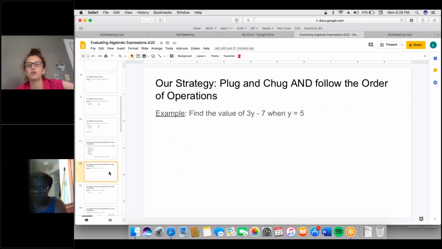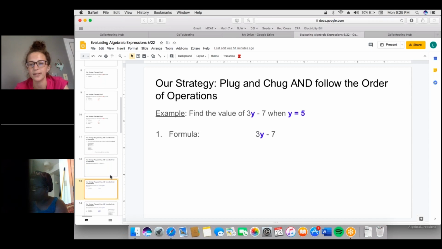So we're going to add those 2 things together now to do a few more practice problems. This problem says find the value of 3y minus 7 when y equals 5. So again, back to that plug and chug method, we'll start with what we're given. We're given 3y minus 7. So I'll start by writing that down.